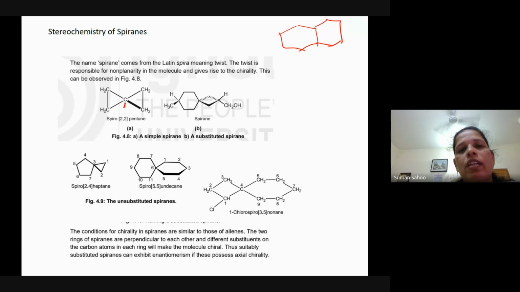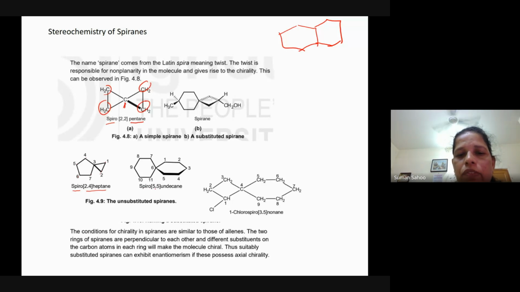Because of this spiral twisting, you are giving rise to a chiral center. So how are they named? Spiro, then how many carbons are there in your ring. Here you have two carbons, so spiro 2, and total number of carbons is 5, so pentane. In this case you have 2 rings, one is a 3-membered ring, one is a 5-membered ring. So this one is your spiro 2,4 heptane. You first have to mention the smaller ring. You have 2 carbons here, and here you have 4 carbons, spiro 2,4, and in total you have 7, so that is spiro 2,4 heptane.